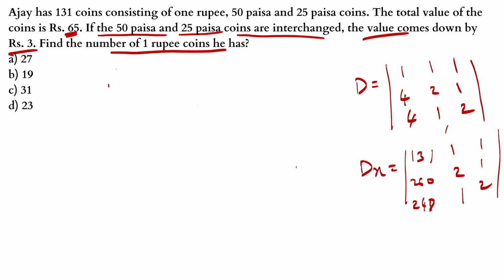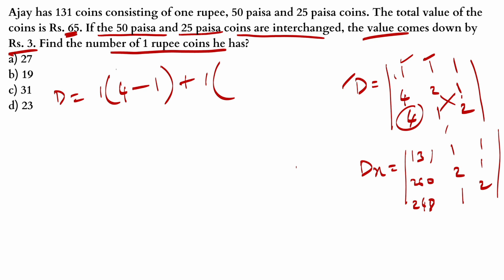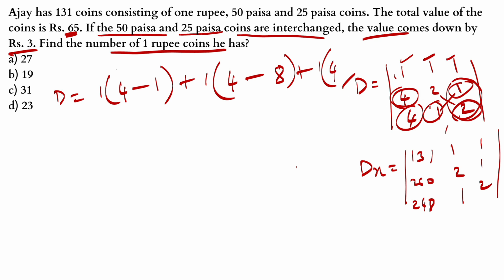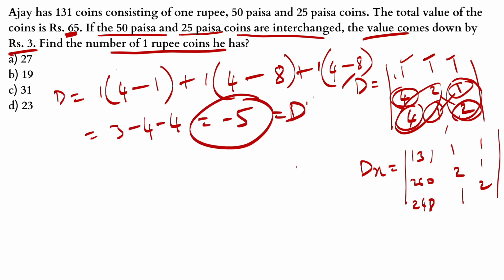Let me erase this part. So how can we calculate the determinant? D is equal to, first take this one: 1 into 2 into 2, 4 minus 1 into 1, 1, plus, consider the second one, 1 into 4 into 1 which is 4 minus 4 into 2 which is 8, plus 1 into, now ignore this column, 4 into 1 which is 4 minus 2 into 4 which is 8. Just solve this. This is 3, this is minus 4 and minus 4, so minus 5. This is the determinant.